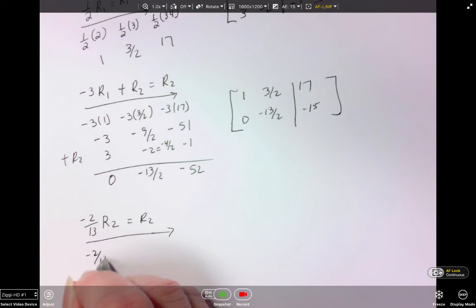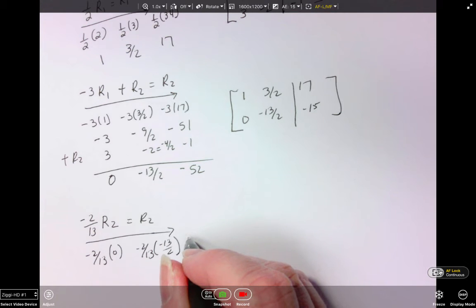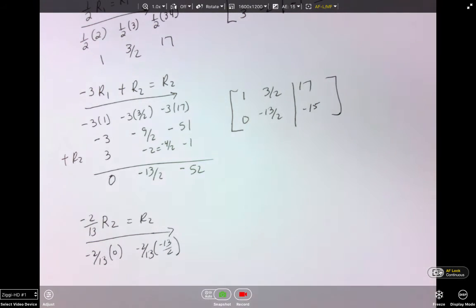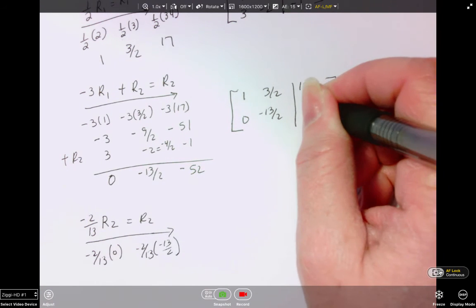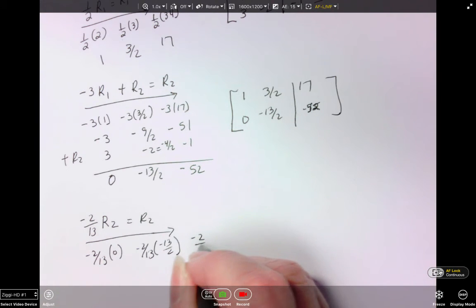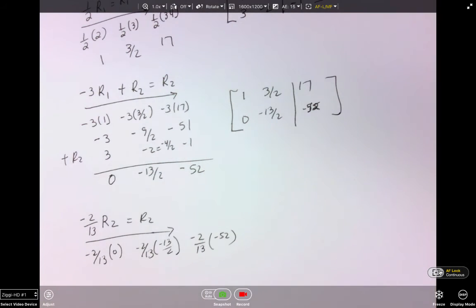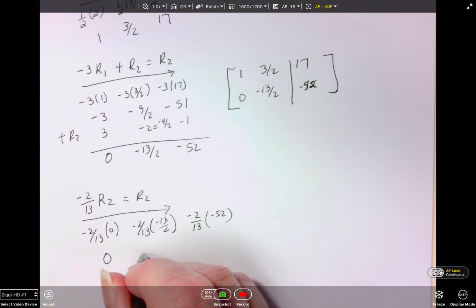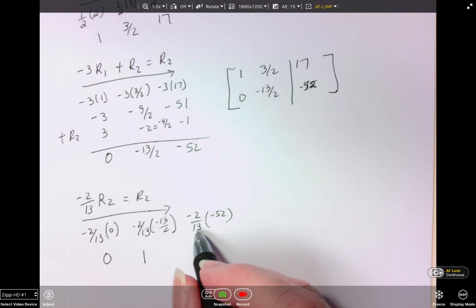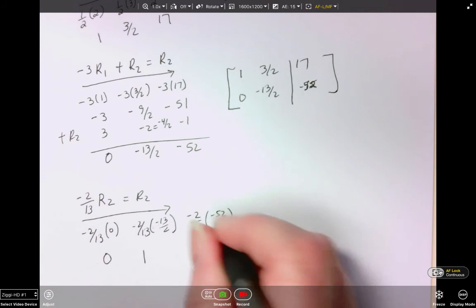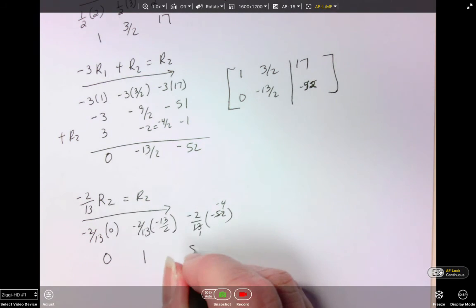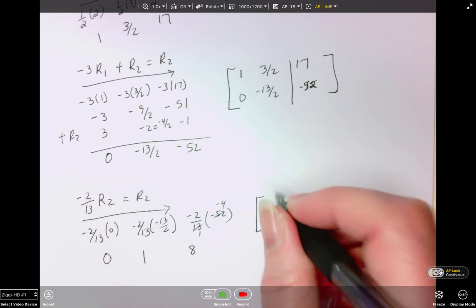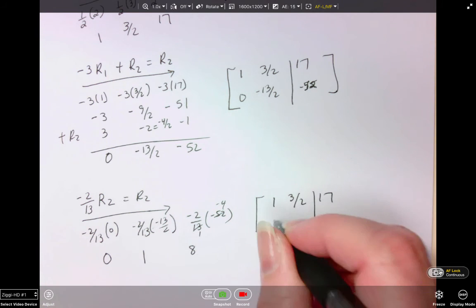So we'll have -2/13 times 0, -2/13 times -13/2, and then -52. I wrote that wrong up there, sorry. So -2/13 times -52. Sorry about that. All right, so this will get us 0. Negative times a negative will get us a positive, and we'll cross cancel on those, so it'll be 1. And then 13 goes into 52 four times. So 13 goes in there -4. -4 times -2 will get us positive 8. So now we have our new row 2. So we've got 1, 3/2, 17, and 0, 1, and 8.